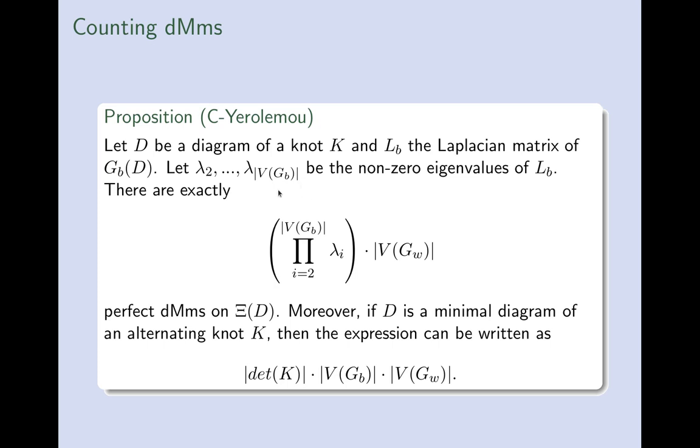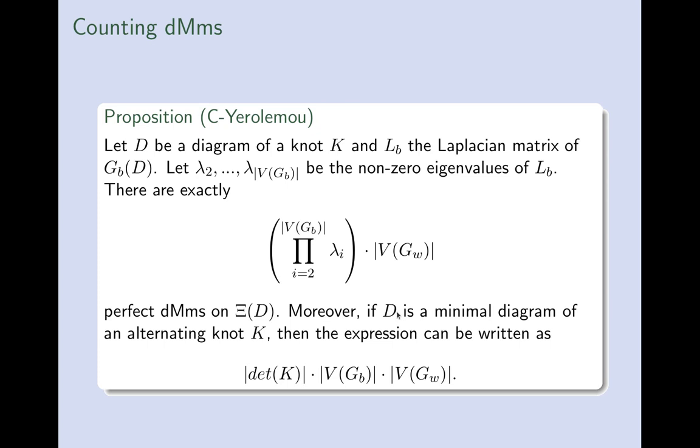Then basically by an application of Kirchhoff's theorem, we can say that the product of all the non-zero eigenvalues of the Laplacian, times the number of white vertices, is the number of perfect discrete Morse matchings on xi of D.